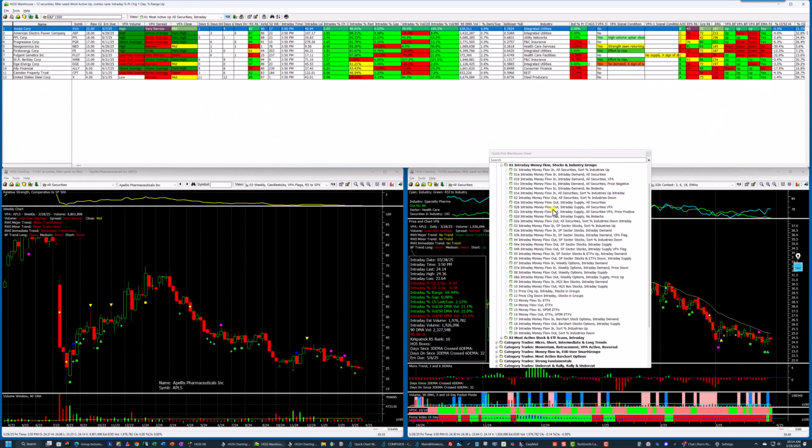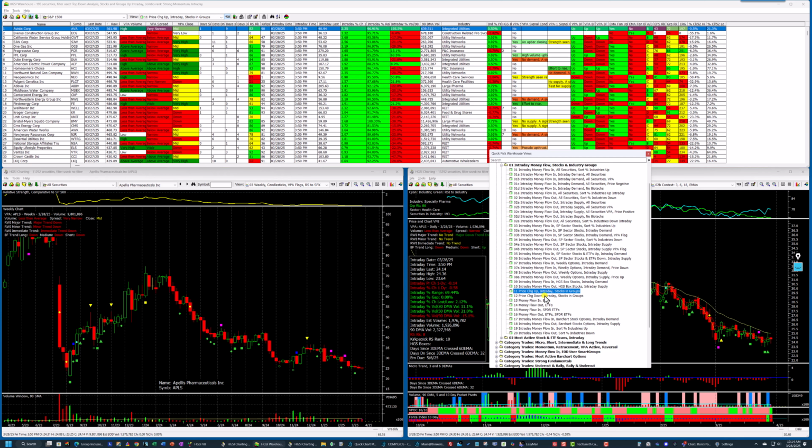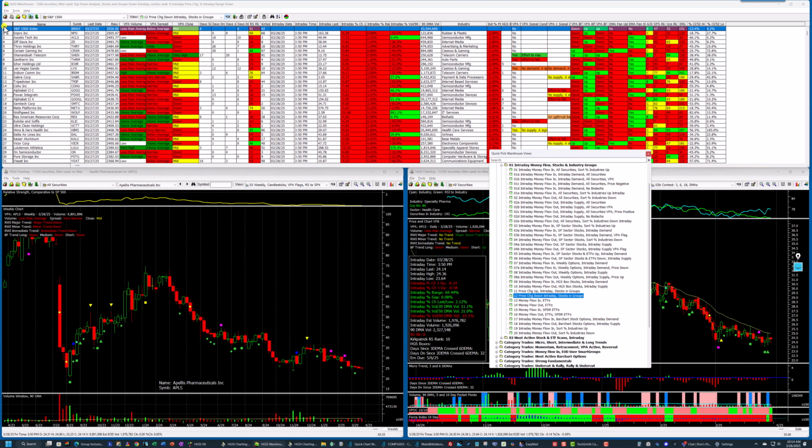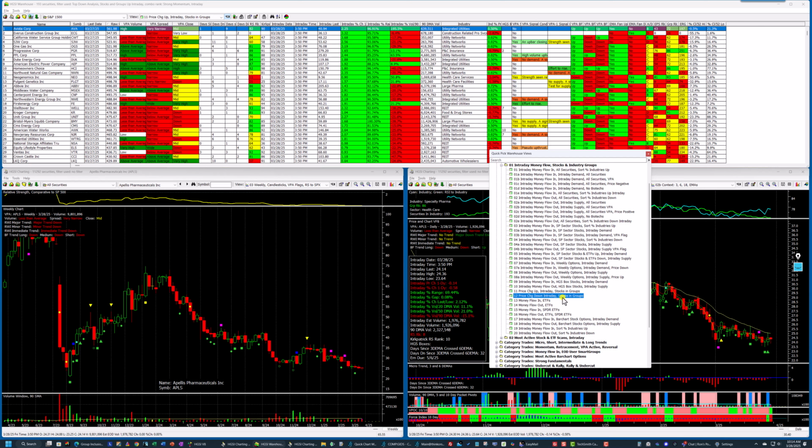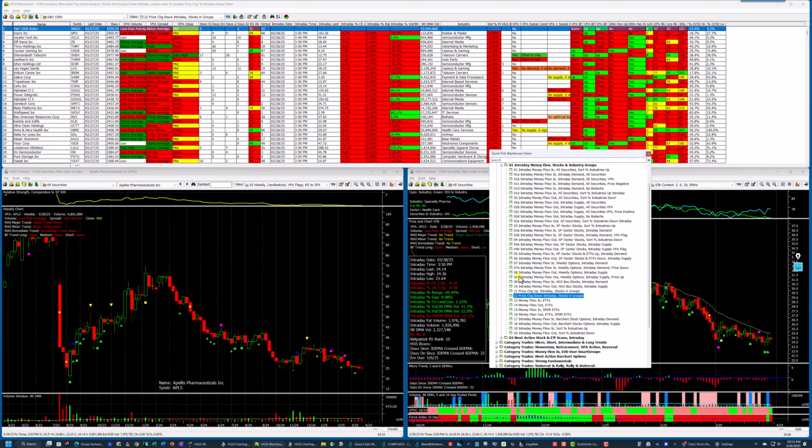Now I'm in all securities, but let's drop into the major market components here, the S&P 1500, and I'm going to go down here to the price change up intraday stocks and groups, and if you look up here in the corner, you'll see 193 up and 1268 stocks within the S&P 1500 are down, so I can get a quick read on the number of stocks up compared to the number of stocks down. And it is overwhelmingly to the downside.